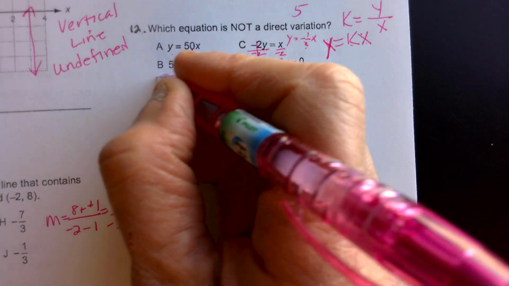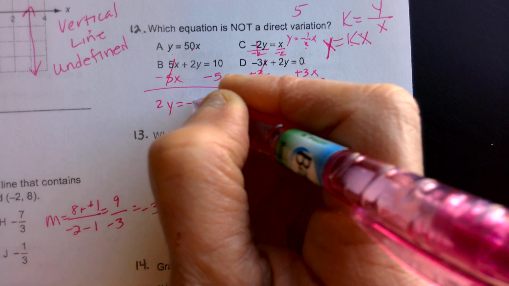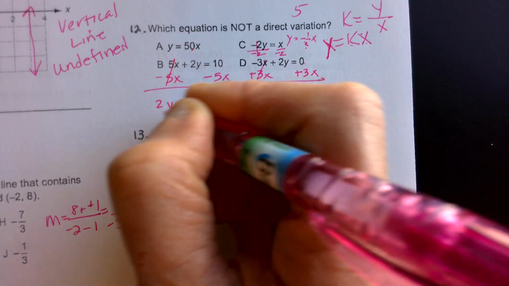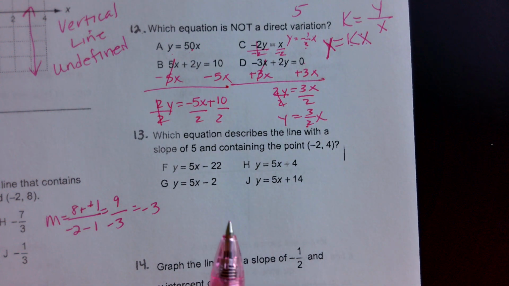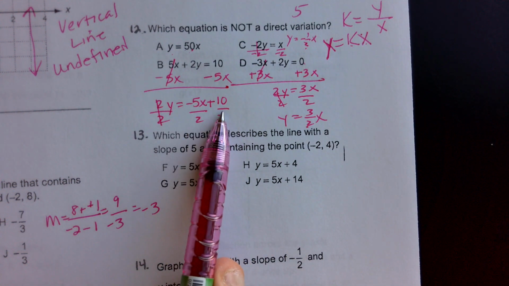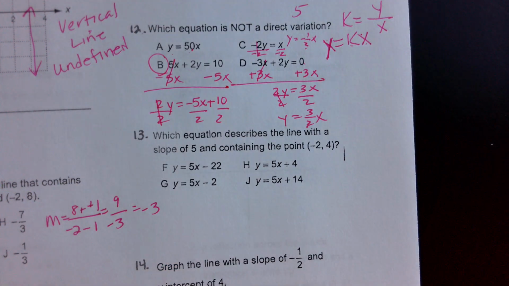But watch what happens here. Because it's a 10, it stays, and then I get that extra thing in here. So it's a linear equation, but it's not a direct variation because I end up with this over here. So B was the answer.